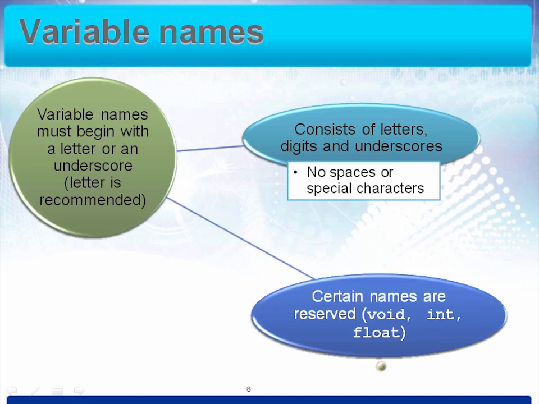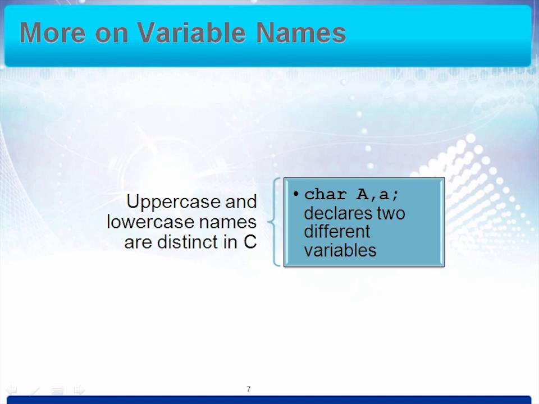Certain names are reserved and you can't use them as variables, like void or int or float, or there's also a data type called a char. Those things you're not going to use as your variable name because it would be confusing. Those are reserved words. All right, so upper and lowercase characters are allowed.